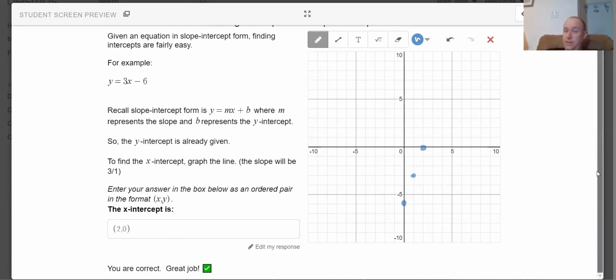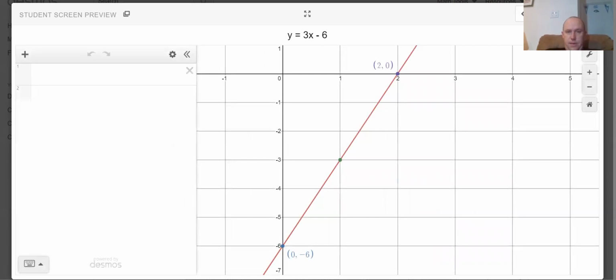And hopefully I got it right. Yeah, good job. And we'll move on to the next one. And you can actually see that that's the graph plotted much more accurately. You can indeed see that it goes through 2, 0.